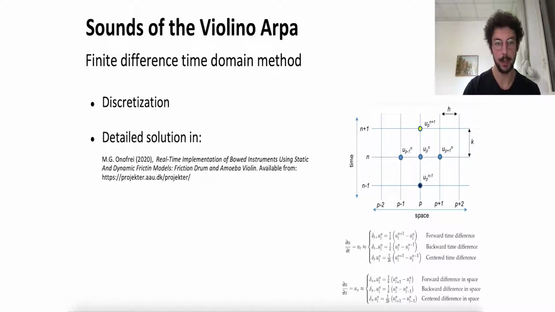The system was simulated using finite difference time domain methods, which implies discretizing the space and time with some constant intervals. Then the derivatives in the partial differential equations can be approximated as some difference functions, from which the state variable of the future time step can be calculated from values of the state variables at previous time steps. Hence, a solution can be propagated in time. Details regarding the solution can again be found in my master thesis.